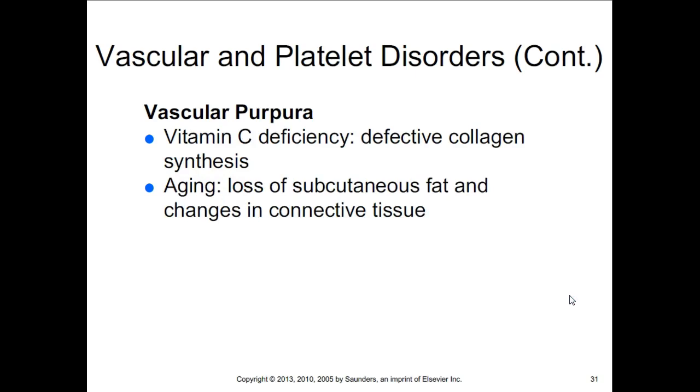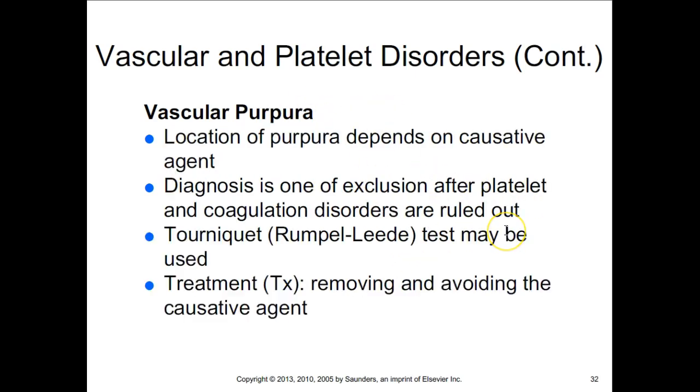So they can hyperextend their joints and stuff of that nature. A vitamin C deficiency can also prevent collagen synthesis, right? And so these are going to affect the lining of the blood vessel and the connective tissue. And then aging, obviously, losses in either subcutaneous fat and/or connective tissue can also show up as vascular purpura, right?